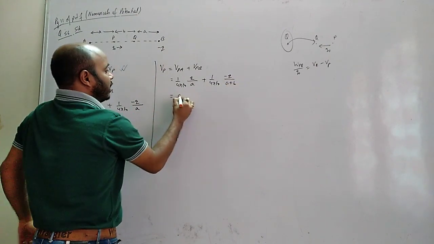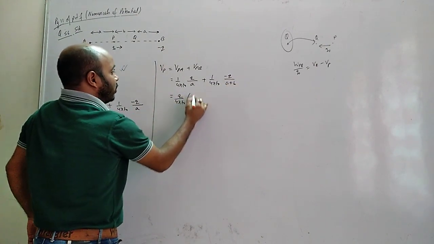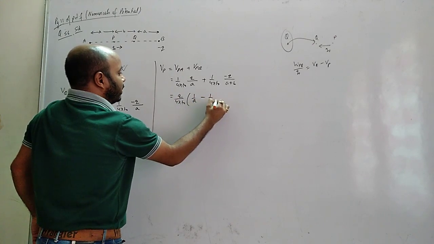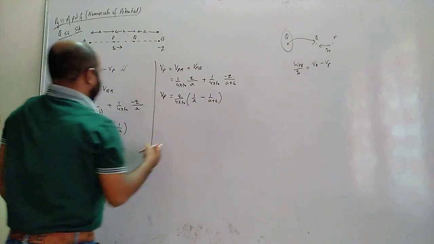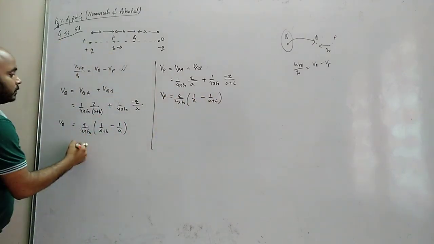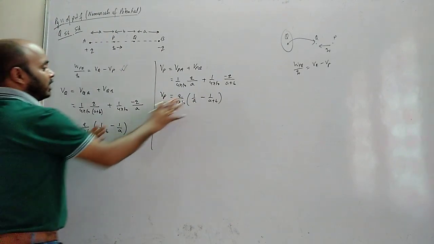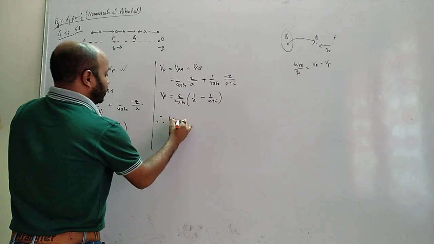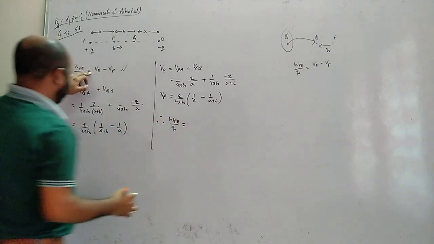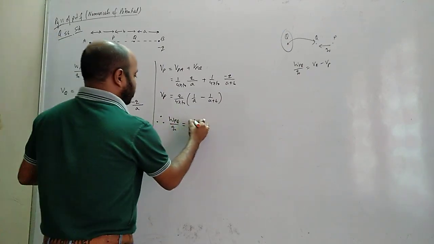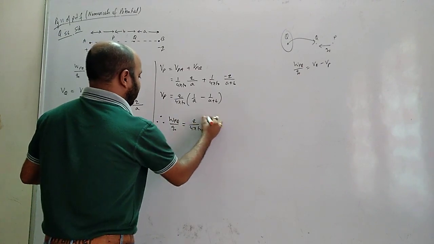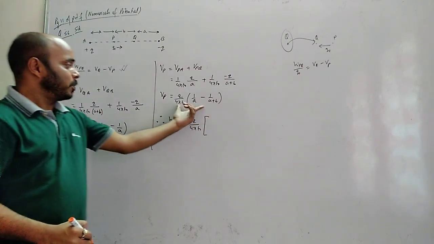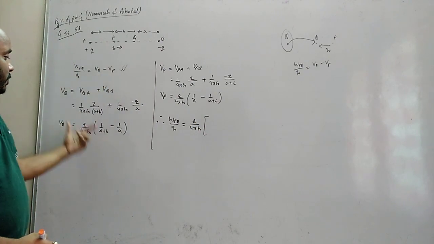Understood, class? Again, Q by 4 pi epsilon naught common, 1 by A minus 1 by A plus B. Okay, you calculate VP, VQ, or better, don't calculate anything for the time. Keep it like this. Therefore, work done from P to Q to move Q naught will be what? Potential at Q, that is Q by 4 pi epsilon naught, this potential minus this potential, right? That is the formula.